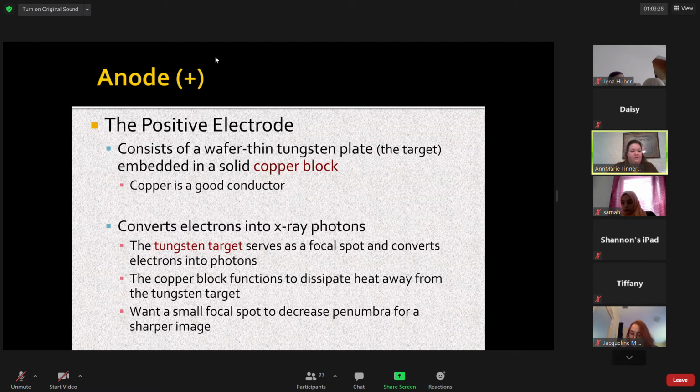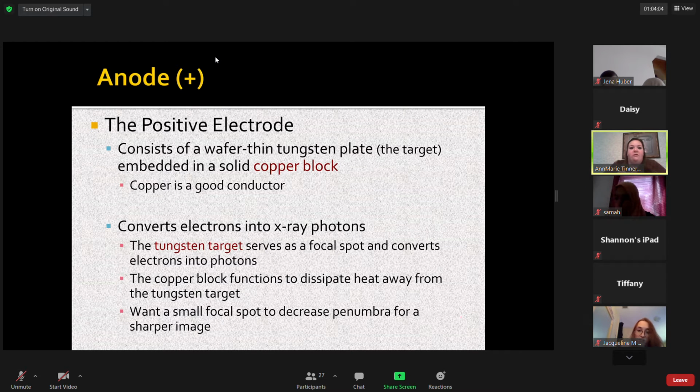So that was about the cathode, which is what, negative or positive? Negative. Good. Now your anode, this is the positive electrode. Your anode consists of a wafer-thin tungsten plate, also known as the tungsten target. You can call it either tungsten plate or tungsten target. And this target is embedded in a solid copper block. The reason it's in copper is because copper is a good conductor.